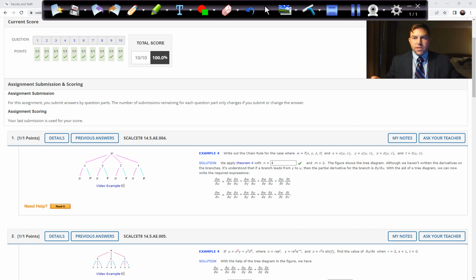Right, in Chapter 14, Section 5, we're going to look at the chain rule for multivariable functions. So in the first one we have w, and it's a function of four variables, x, y, z, and t, but then x, y, z, and t are functions of subvariables called u and v. So we can build what's called a tree. So it says w branches off to x, y, z, and t, and then each of those variables branch off to u and v.